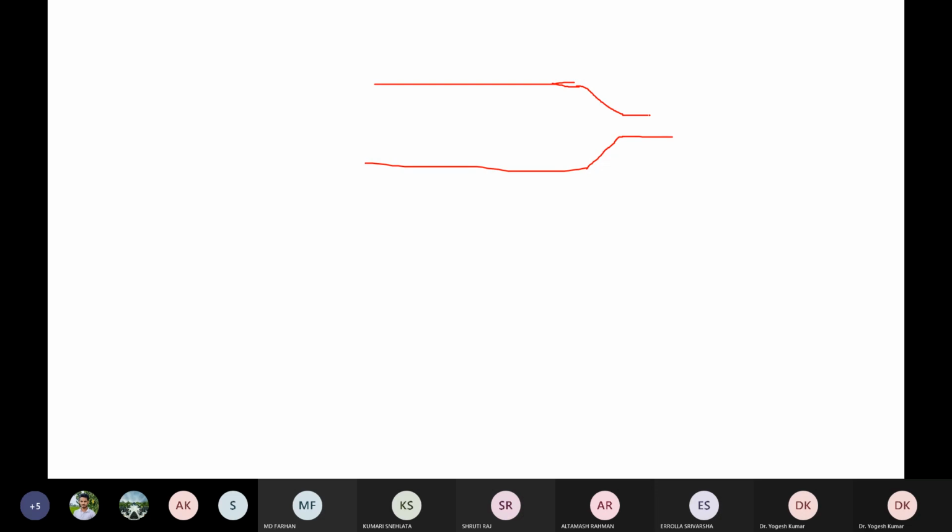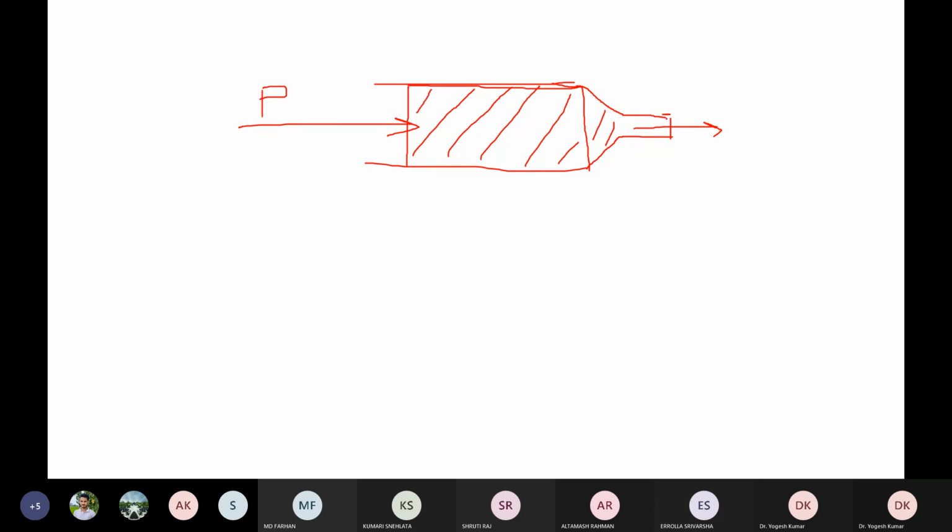Suppose you are extruding some material from this die. This is your chamber, and your material is coming out of this die. This is your die opening. For extrusion, you apply pressure from this side. Suppose you are applying pressure P, and the material is getting extruded through this die opening, and your final shape is like this. This is your final product.